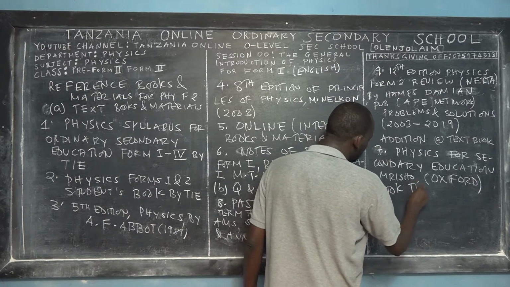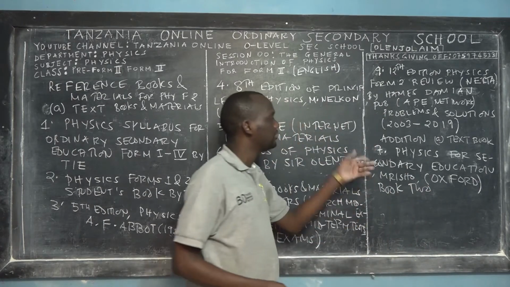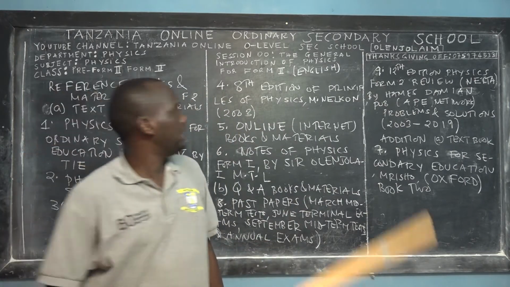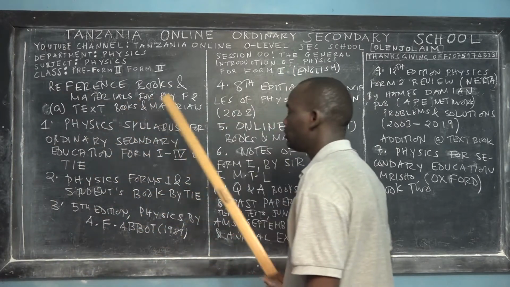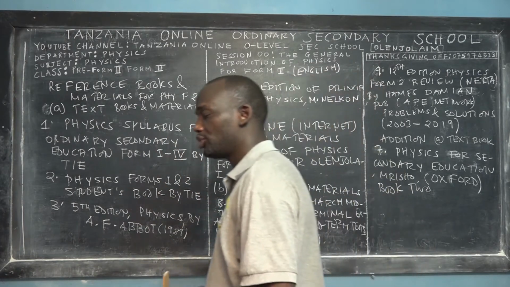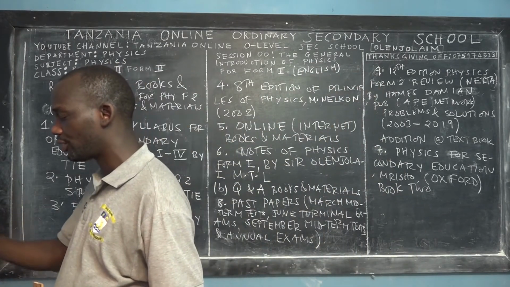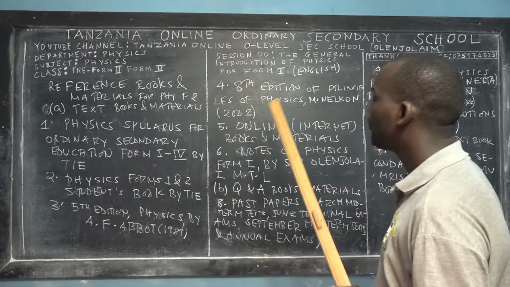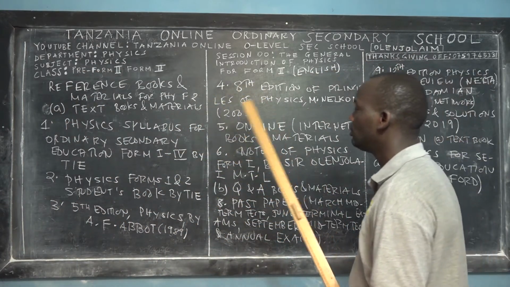So this is book 2. That's another additional textbook, right? So let me explain this list of 4 textbooks and show you, and then we continue with the business of the general introduction. Okay, so we say that the reference books and materials for Physics Form 2.